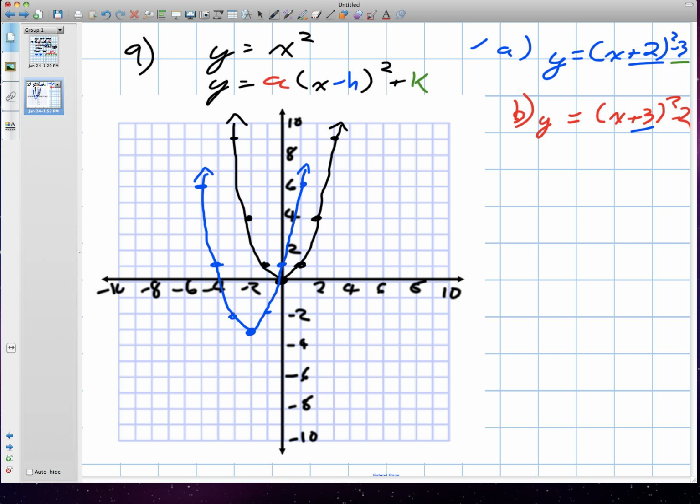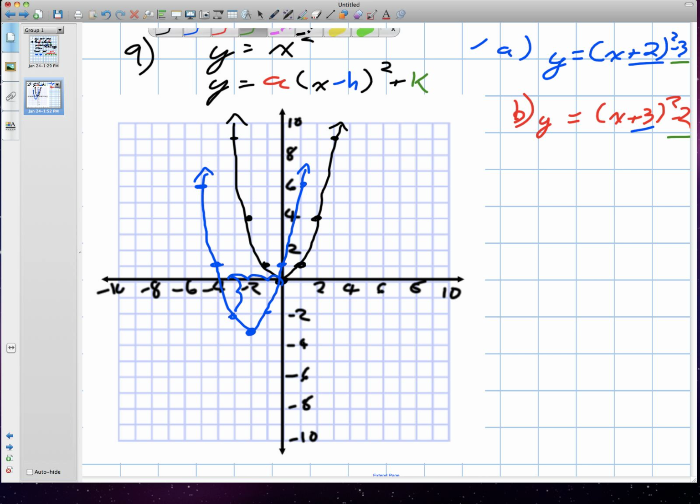Left 3. And what is our K value? Negative 2. So we go down 2. That means we're moving to the left 3: 1, 2, 3. And down 2: 1, 2. So the vertex of our red one is right here.